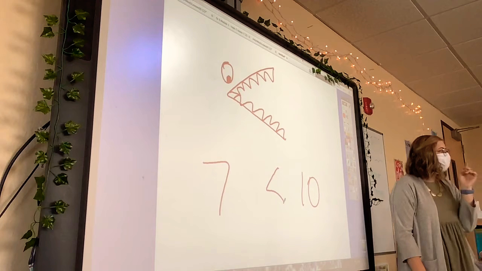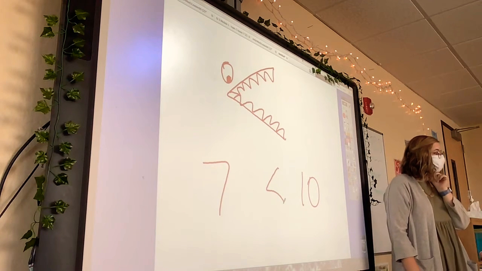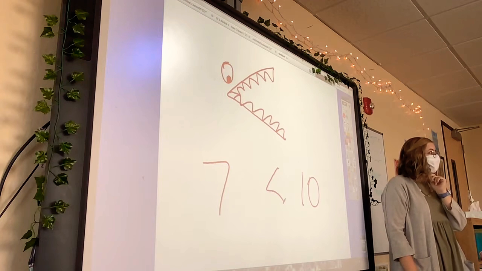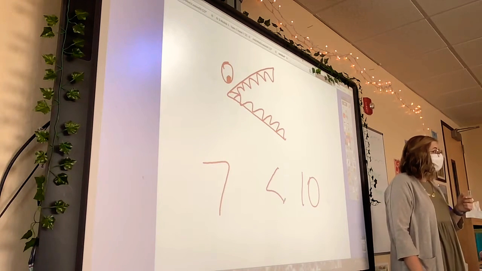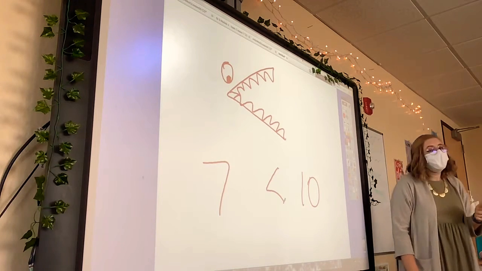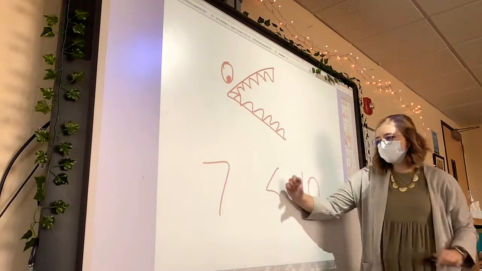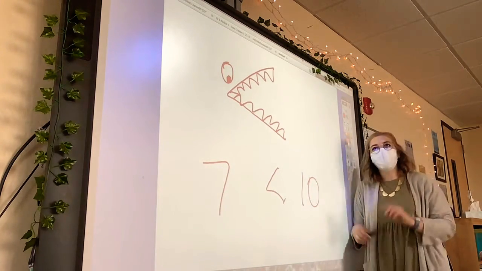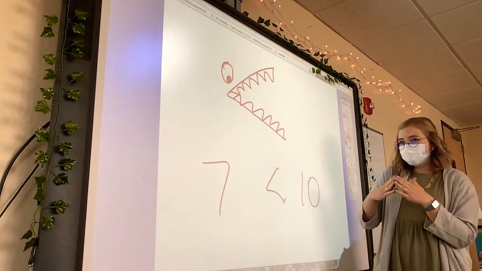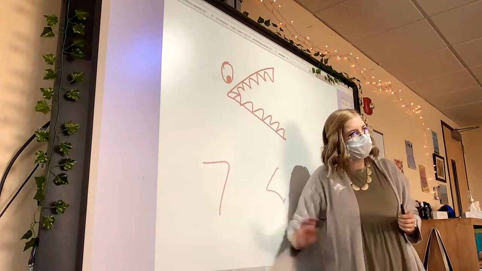And another thing that I learned, how you know that 7 is less than 10, the pointy part always goes to the little number. Good, yeah. And you can also think of it as the mouth. So the mouth goes towards the bigger number and the small part goes to the small number, right? Later this year we'll talk about angles. The small part of an angle is going to face towards the smaller number.